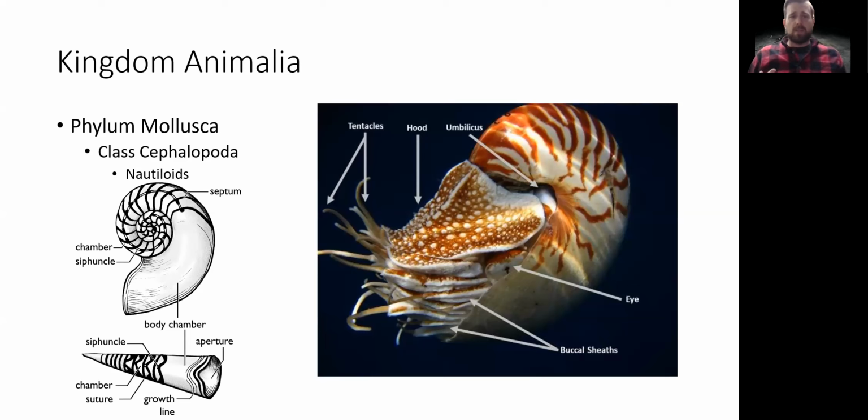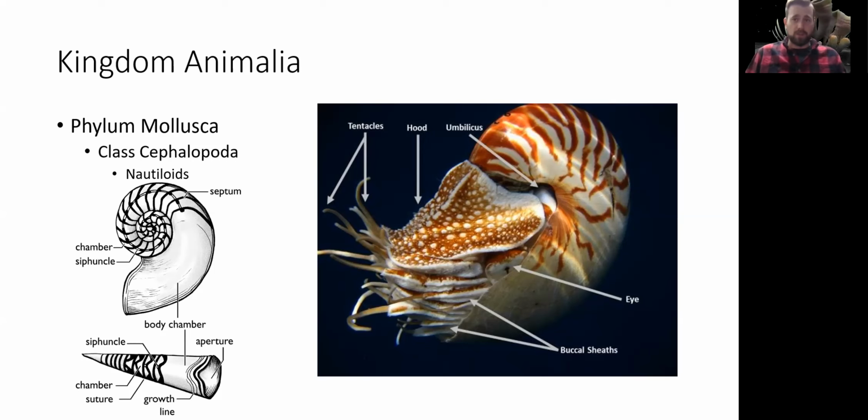Nautiloids are a very specific kind of cephalopod that today is only represented by one type, and that's the chambered nautilus, which you see here. And while it's the only cephalopod alive today with a shell, think squid and octopus don't have a shell, our Paleozoic nautiloids were the most abundant type of cephalopod, and they were really, really big.